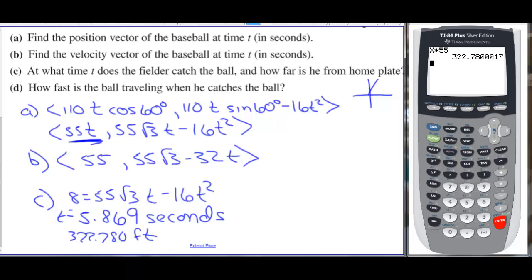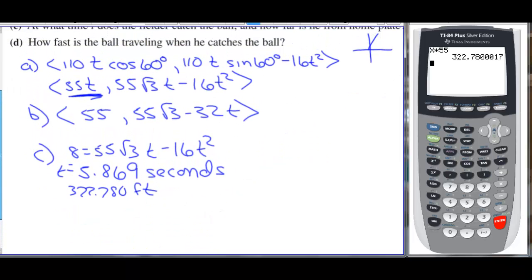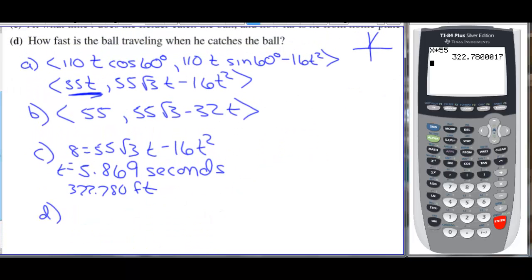And this is why I showed you the first slide for letter D. Letter D. How fast is the ball traveling when he catches the ball? How do you find speed? Magnitude of the velocity vector, right? So we're going to go back to velocity. But we have this variable in here. But we're evaluating this for letter D at that t equals 5.869. We have to evaluate. We got to get rid of the variable before we can find an actual value for the magnitude.